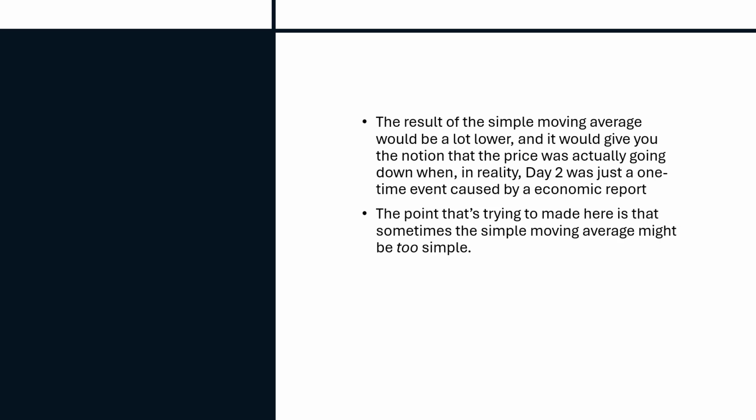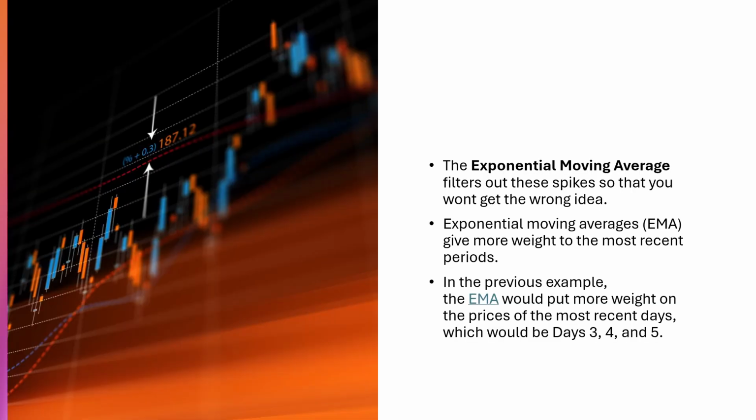The result of the simple moving average would be a lot lower, and it would give you the notion that the price was actually going down when in reality day 2 was just a one-time event caused by an economic report. The point that's trying to be made here is that sometimes the simple moving average might be too simple. The exponential moving average filters out these spikes so that you won't get the wrong idea.